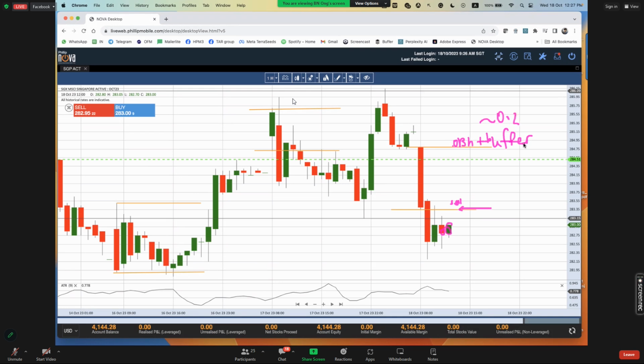But some people might want to add 0.1 only because they say, since it moved up already, I don't think that it is sustainable. So if you short based on OBL, then you long based on OBH, opening bar high. If you long based on OBH plus a buffer, then your stop loss would be based on OBL. Let me just write this down for you.